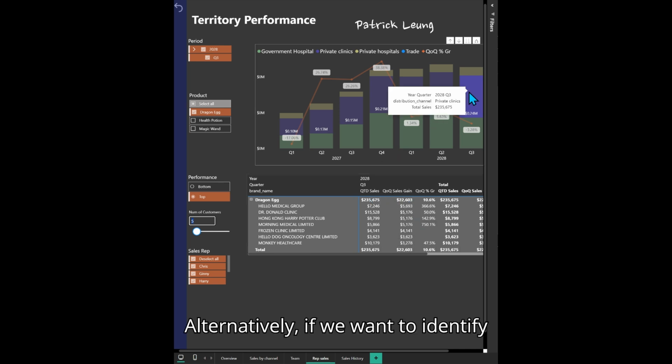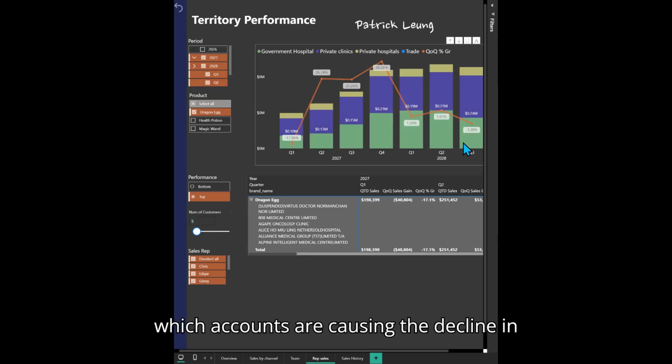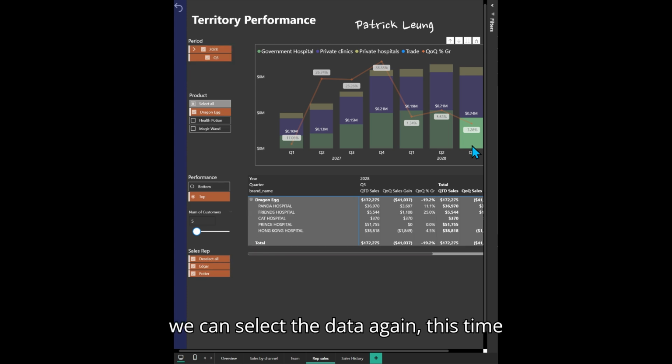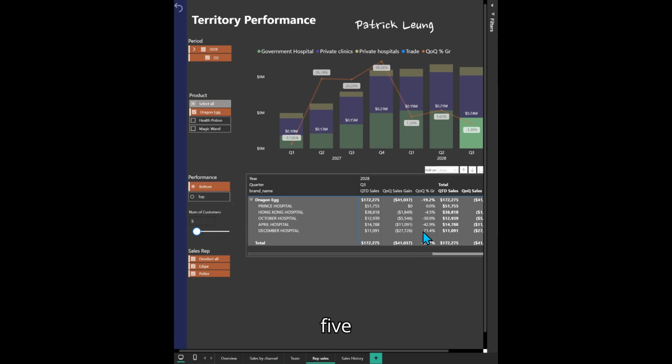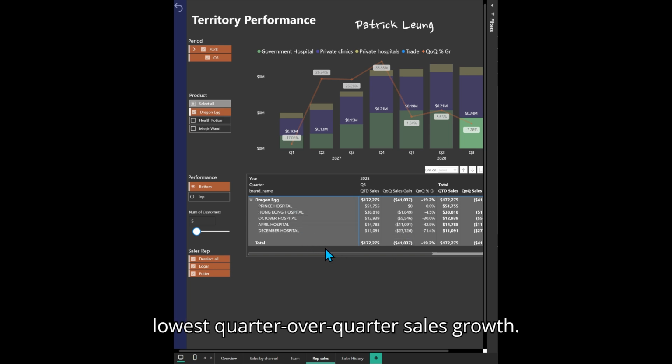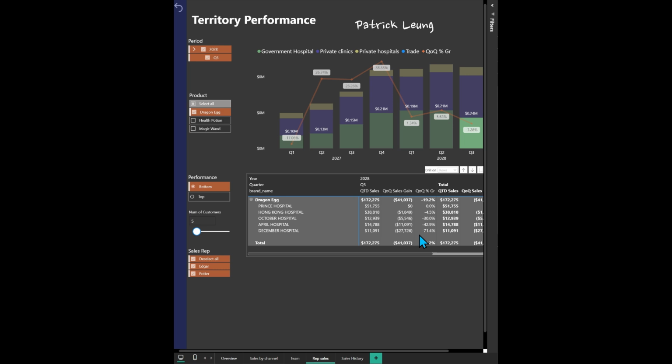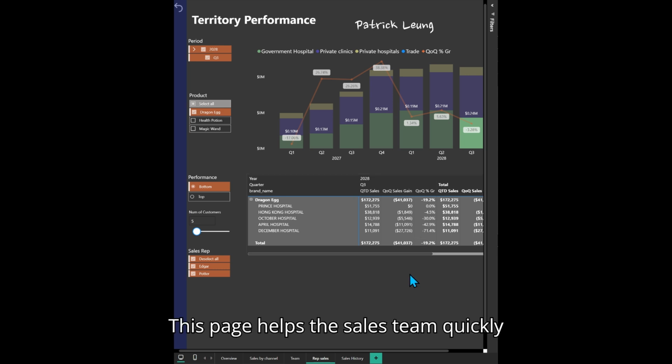Alternatively, if we want to identify which accounts are causing the decline in government hospital sales, we can select the data again, this time choosing the bottom performing accounts and keeping the number of customers to 5. This will show the 5 accounts with the lowest quarter-over-quarter sales growth. Values in parentheses indicate negative values, meaning these customers have lower sales compared to previous quarters. This page helps the sales team quickly identify top and bottom performing accounts compared to the previous quarter.